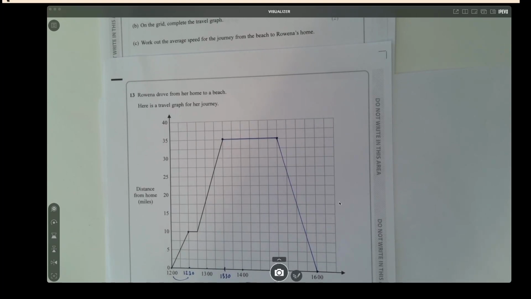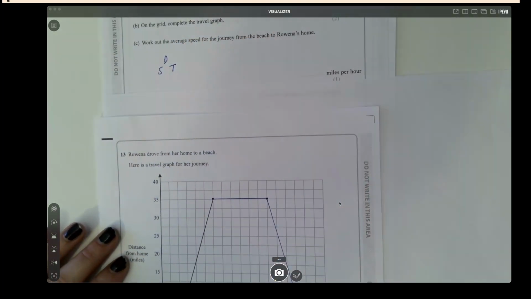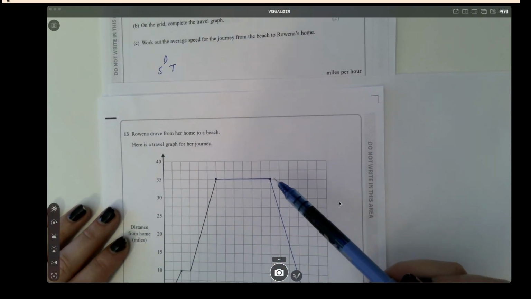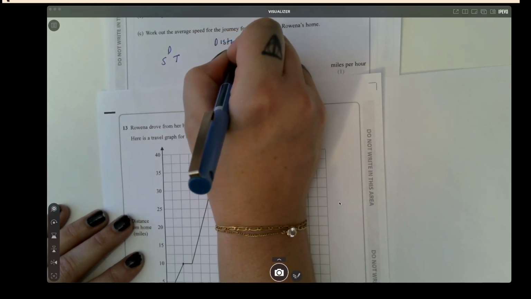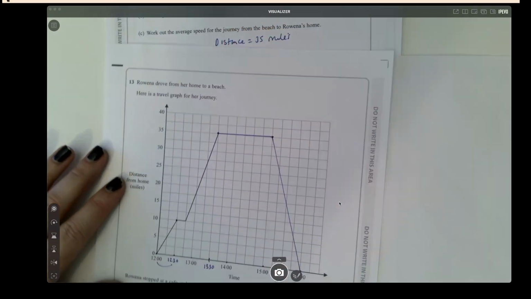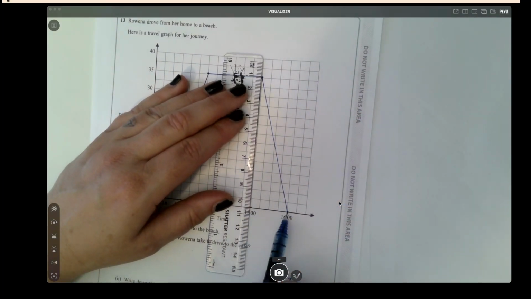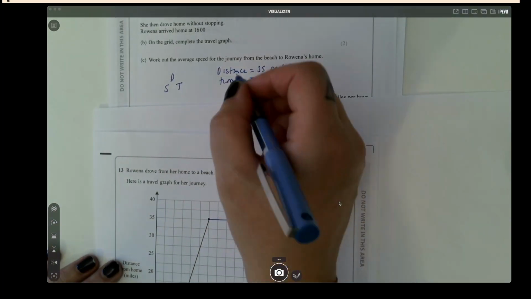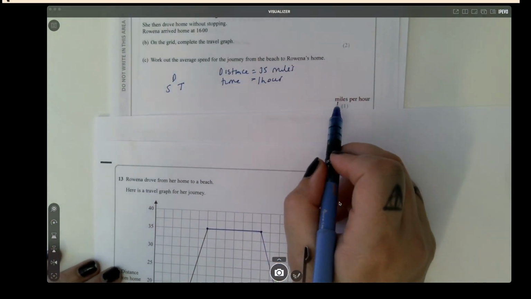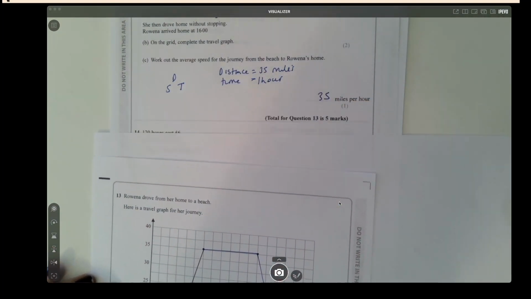Part C, work out the average speed for the journey from the beach to Rowena's home. Okay, so part C, you've got speed, distance and time. So from the beach here to home is 35 miles, so the distance is 35 miles. And the time taken, well, we've left the beach at 3 o'clock. We get home at 4, so it's only taken 1 hour. And we want it in miles per hour, so it's taken 35 miles per hour.